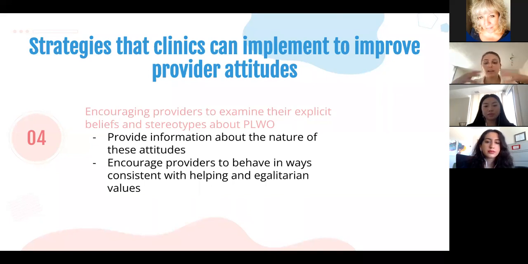And I realized while I was doing the test that I had some bias about relaxing and exercising because I was way faster to categorize the words when good and exercising were associated together. So I think it could be super interesting to do this kind of test with weight bias. It could provide information about the automatic nature of these attitudes and encourage providers to behave in ways consistent with helping and egalitarian values.